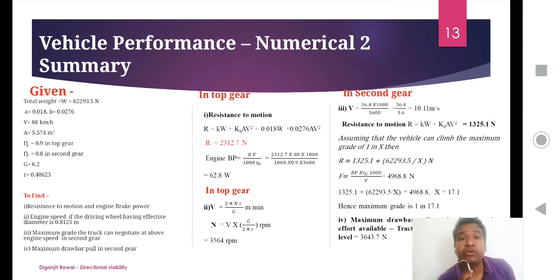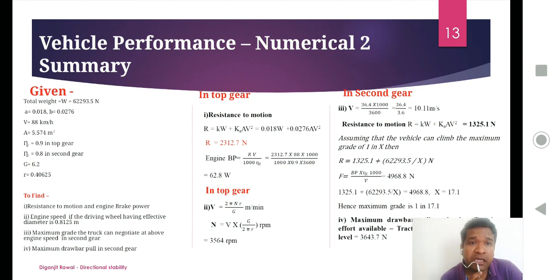How is it calculated? So d by 2, diameter divided by 2 is equal to radius. Then these are the four values we have to calculate. What is to be found? First, the resistance to motion and engine brake power. Second, engine speed, if the driving wheel has an effective diameter of 0.8125 meter. Third, the maximum grade the truck can negotiate at the above engine speed in second gear. And fourth, the maximum draw bar pull in second gear.